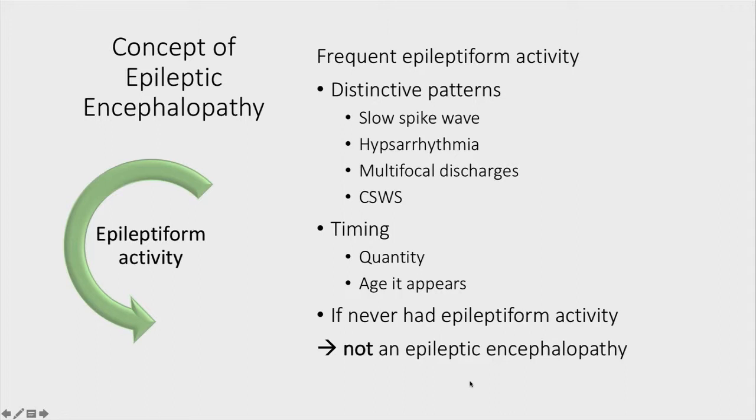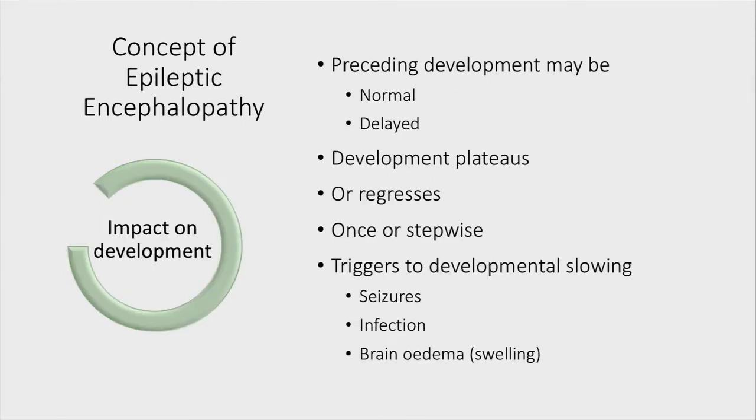Having said that, with Dravet syndrome, it's very common in the first few years of life to have normal EEGs, and they do have both a developmental and later a more obvious epileptic encephalopathy. The third part of the definition is the impact on development.